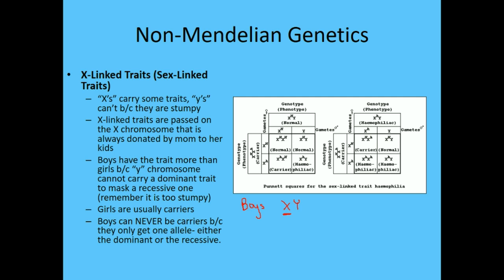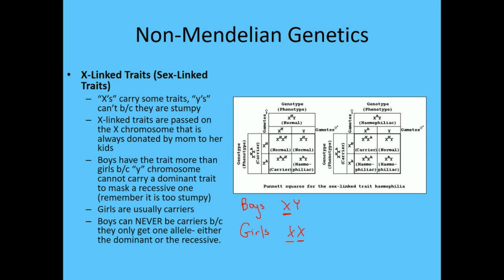A lot of these traits are recessive, so for females, because girls are XX, they have a second X that can help balance out the recessive trait. The only way they can get the recessive trait is if they get both recessive alleles. With boys, they only have one X chromosome, so they either have it or they don't.